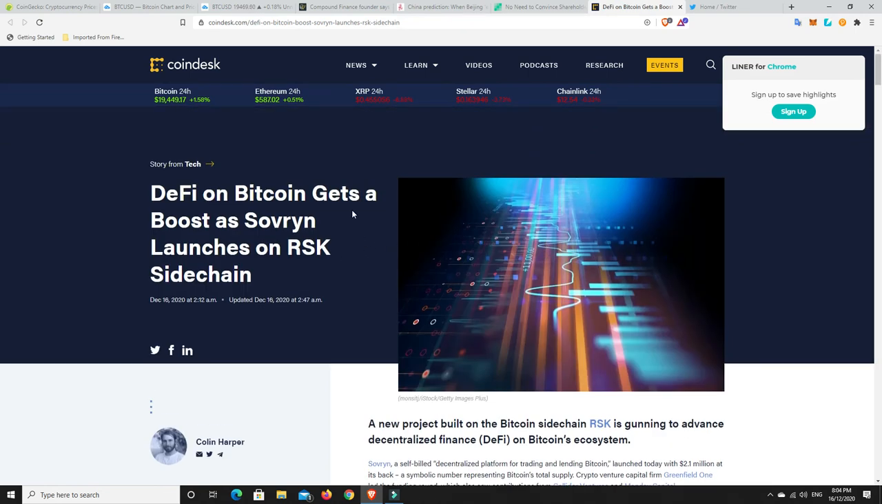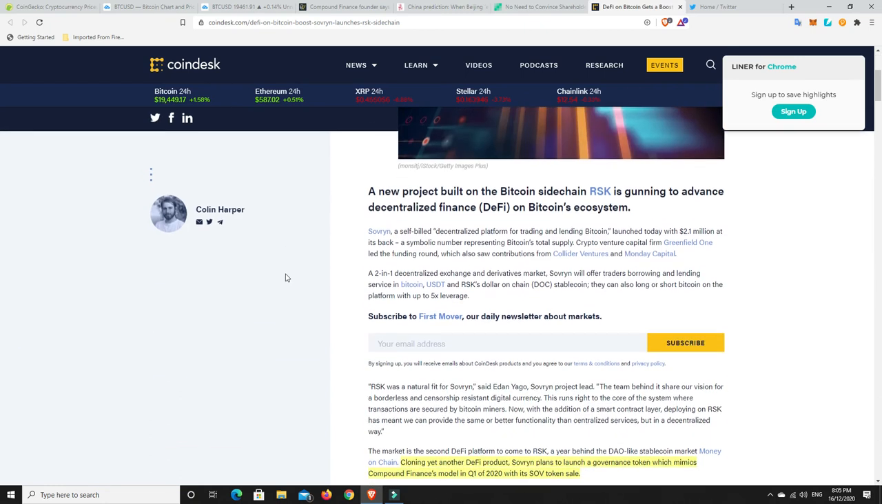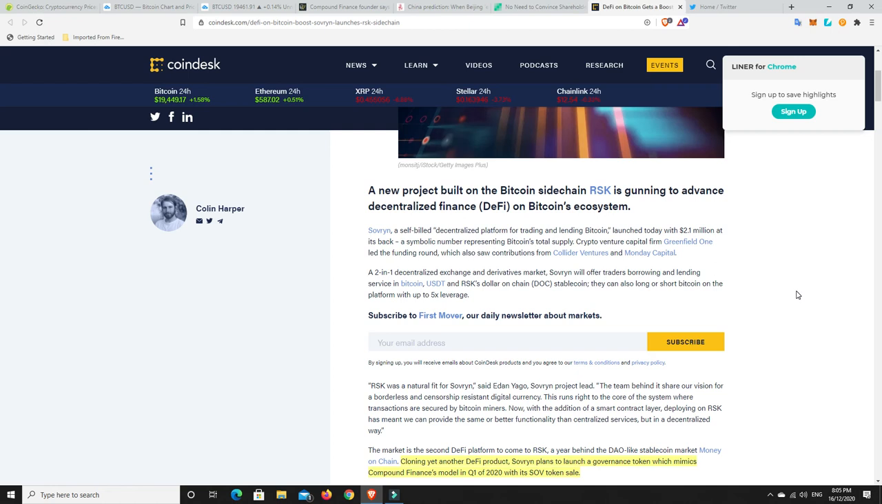All right, so DeFi on Bitcoin gets a boost as Sovereign launches on RSK sidechain. I didn't even know they really had sidechains going for Bitcoin that had DeFi, but I think this is the second project, so very interesting. A new project built on Bitcoin's sidechain RSK is gunning to advance decentralized finance on Bitcoin's ecosystem. Sovereign, a self-built decentralized platform for trading and lending Bitcoin, launched today with 2.1 million at its back, a symbolic number representing Bitcoin's total supply.